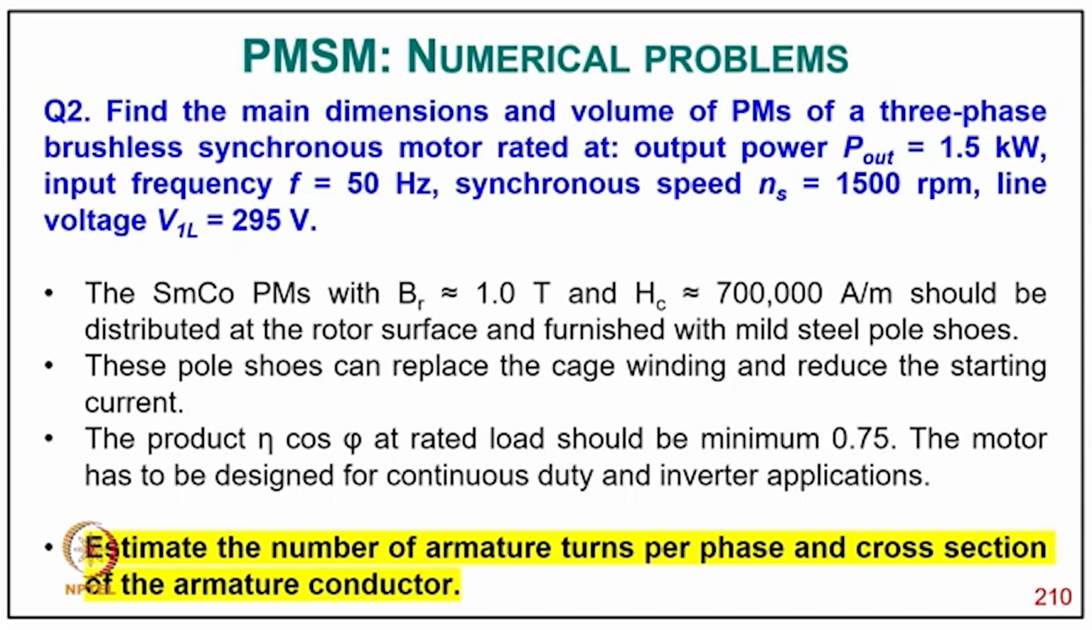Now coming to question 2, find the main dimensions and volume of PMSM of a 3-phase brushless synchronous motor rated at output power of 1.5 kilowatt, input frequency 50 Hz, synchronous speed of 1500 rpm, line voltage 295 volt. Samarium cobalt PM with BR equal to 1 Tesla and HC equal to 700,000 ampere per meter should be distributed at the rotor surface and furnished with mild steel shoes, and these poles can replace the cage winding and reduce the starting current, and the product eta cos phi at the rated load should be minimum 0.75. The motor has to be designed for continuous duty and inverter applications, and estimate the number of armature turns per phase and cross section of armature conductor.